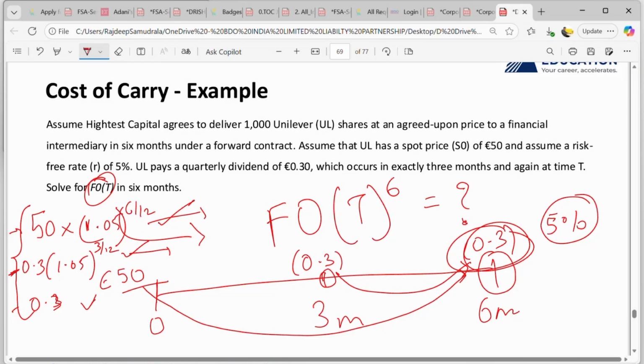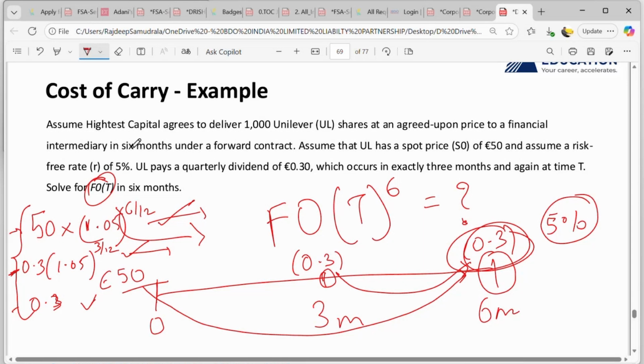Oh, no, sir. I just did it raised to 3 divided by 12. Like I didn't subtract it. I just did that. No, but if you subtract also, then that figure.